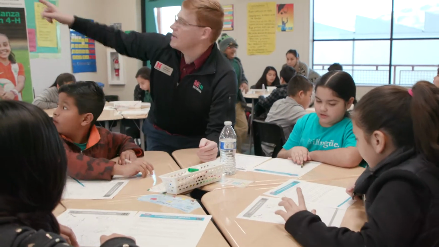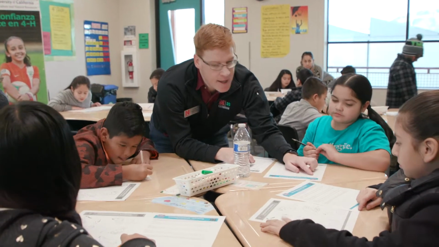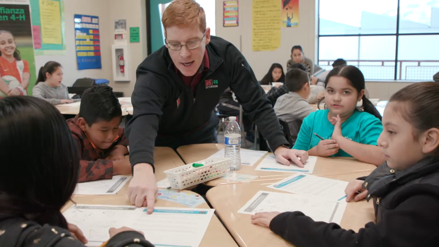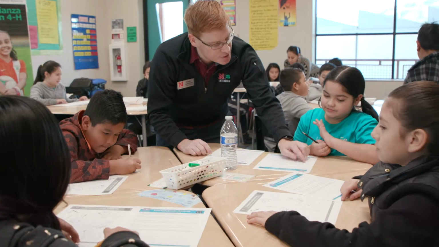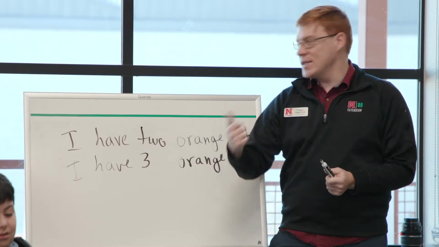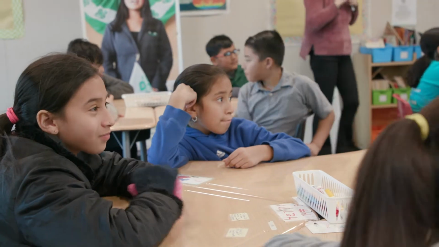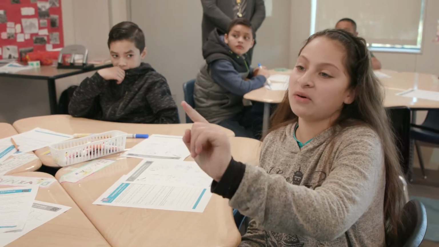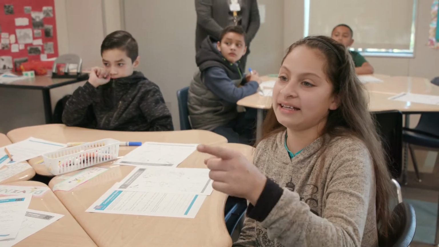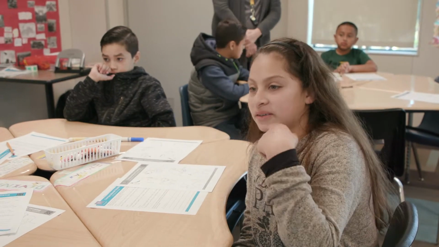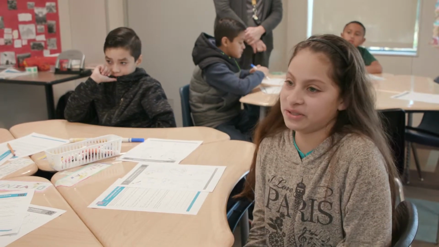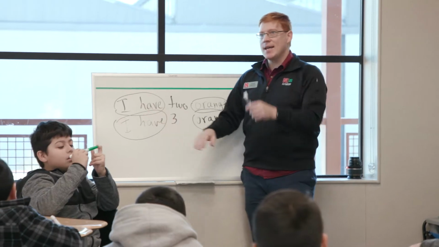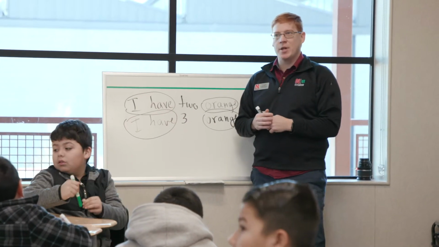Yeah, so first, let's see if we can find any patterns. So if we read that first sentence, take a look at that first sentence. I choose, I choose, I choose. Is there anything else here? What's the same in these 2 sentences? What can I circle just like on your activity? I have 3 orange cats and I have 2 orange fish. Awesome.